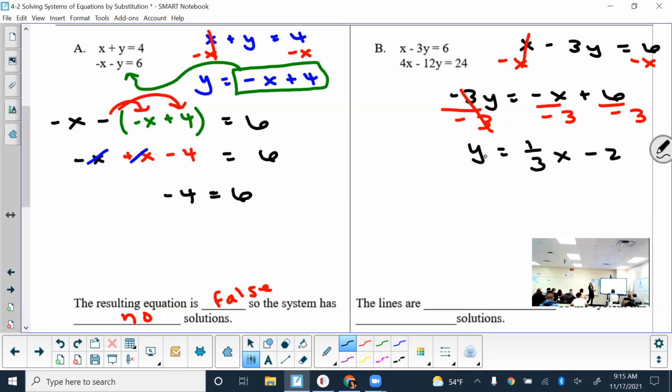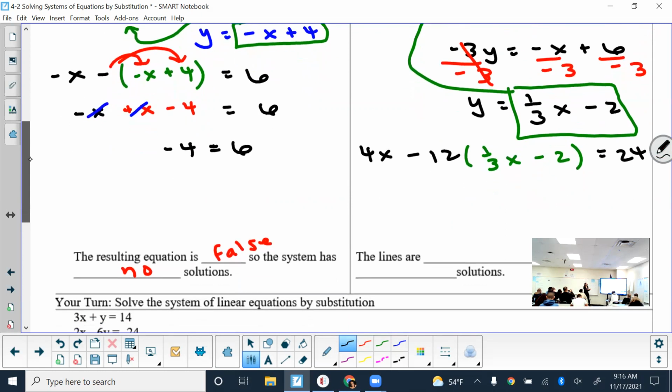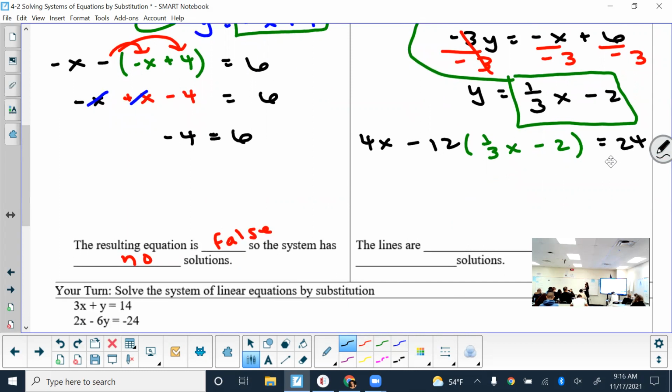But we isolated y. So we're going to take what y equals, which is this, and plug it in for y in the other equation. So I have 4x minus 12, and then plug in what y equals, which is 1/3 x minus 2, equal to 24. Questions so far?